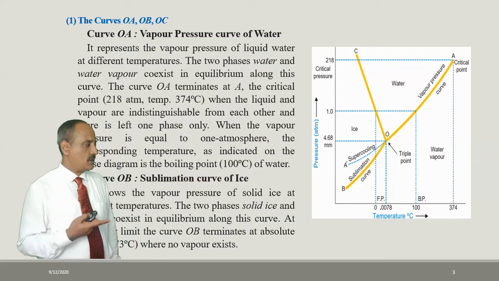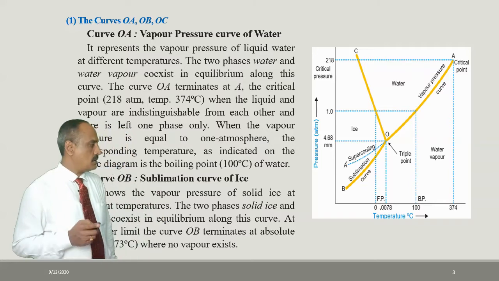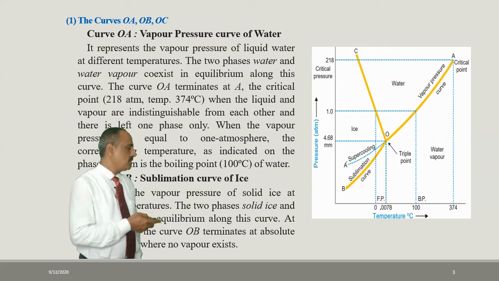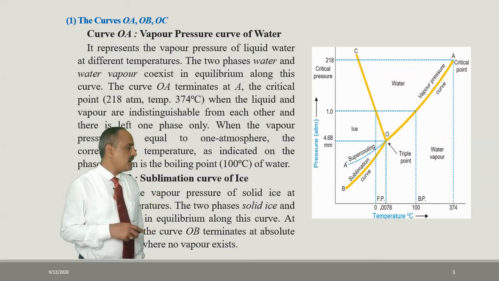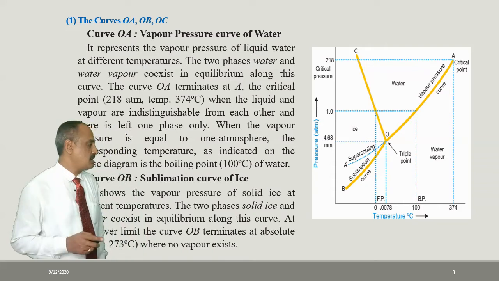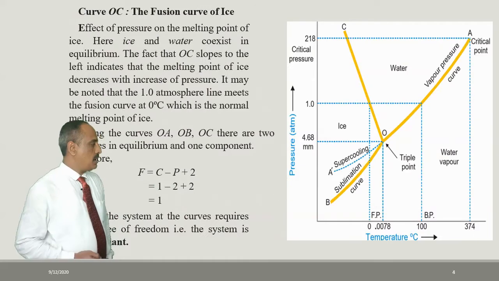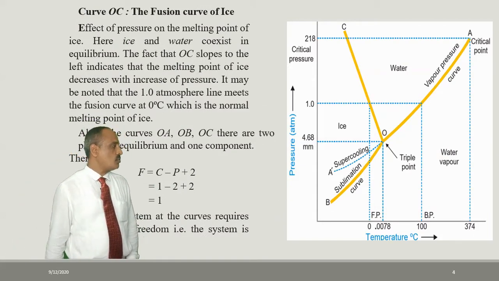So, if you see here, the curve denotes that on one side ice is there, and on the other side water vapor is there. Now, if you see here again, the lower limit of the curve OB terminates at absolute 0, that is minus 273 degree centigrade, where there exists no vapor. Now, the third curve in the diagram is OC.